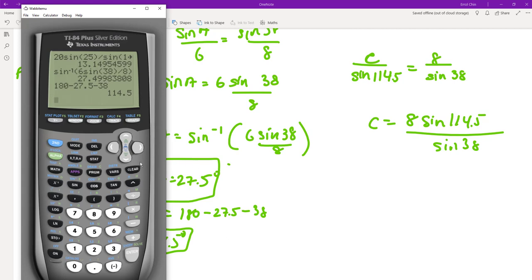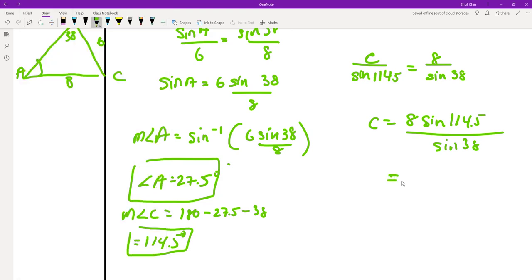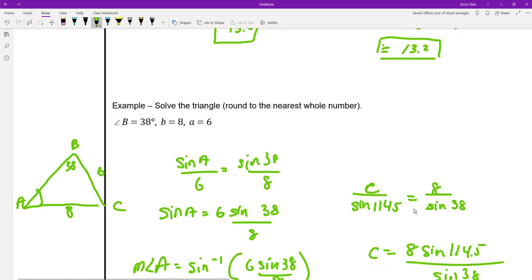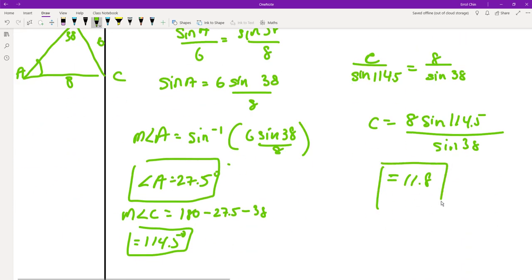And we're nearing the end. I apologize, this video again is slightly longer than I had hoped. Okay, so 8 sine 114.5, close the bracket, that's the numerator, divided by sine 38. Close the bracket. So we have a length of 11.8. And I don't think there's any units. Was there any units? No units, okay. So when it comes to solving, there you go. Okay? Hopefully that makes sense.